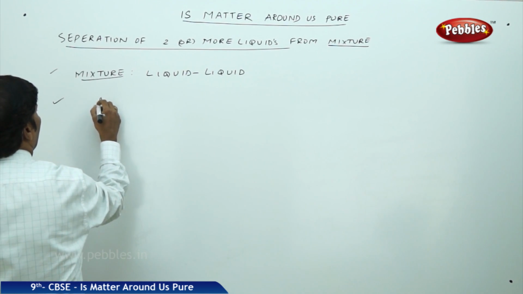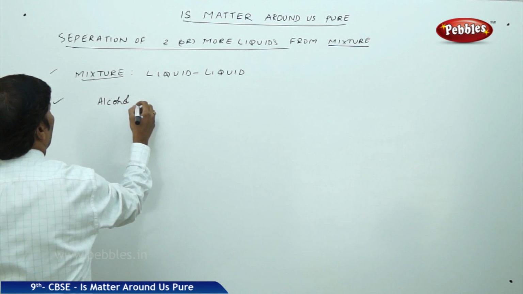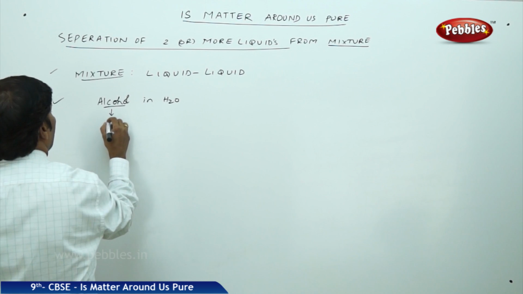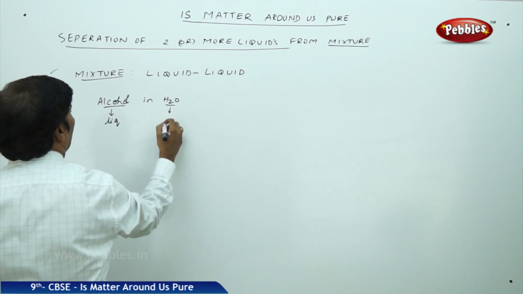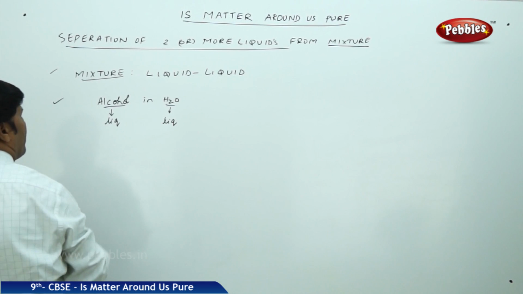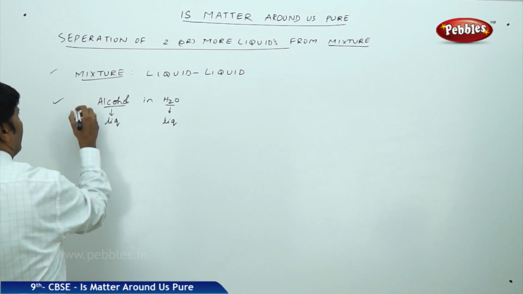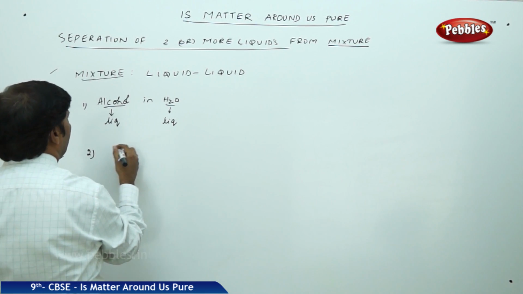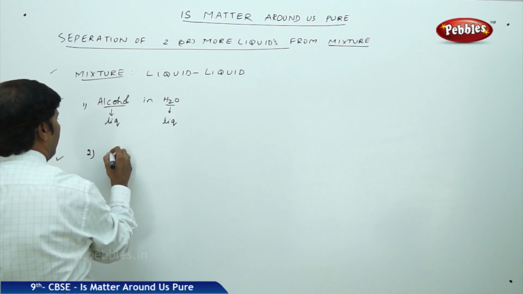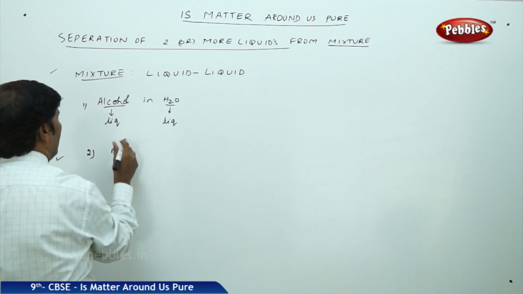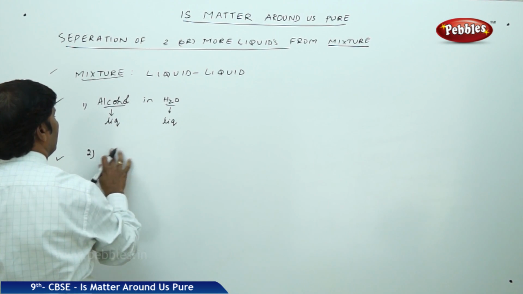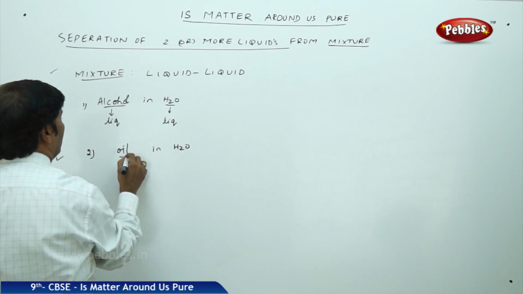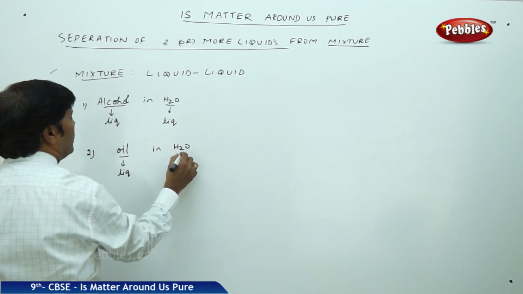That is alcohol in water, both are liquids. Alcohol is a liquid, and water is also a liquid. Alcohol in water is number one. Number two, you can take milk, or else you can take oil in water. Oil is a liquid, water is also a liquid.